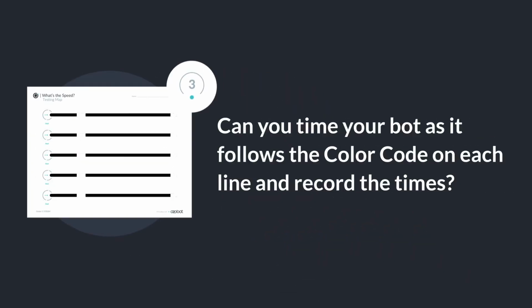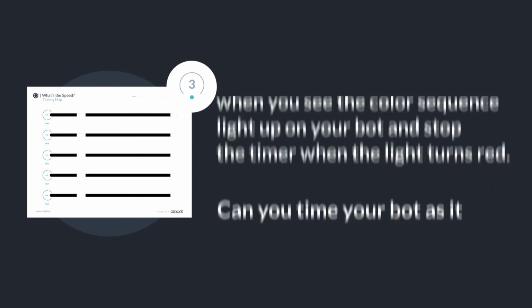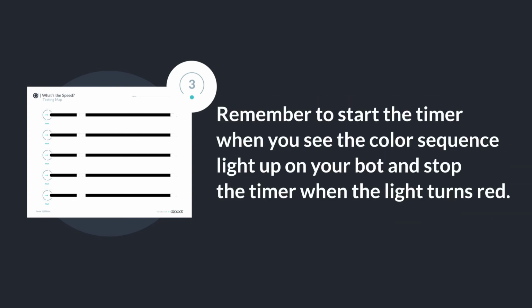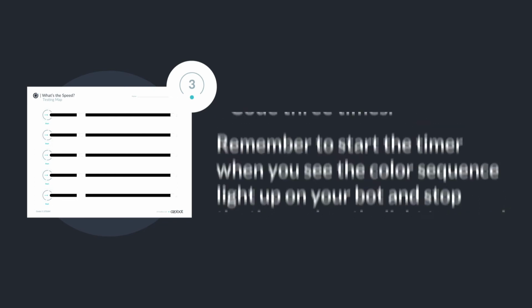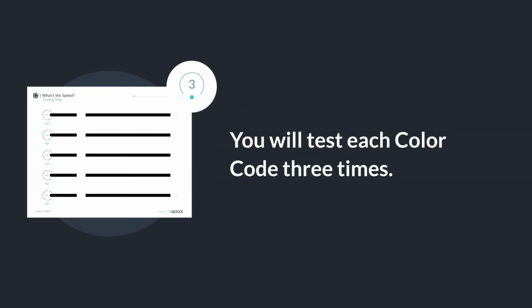Can you time your bot as it follows the color codes on each line and record the times? Remember to start the timer when you see the color sequence light up on your bot and stop the timer when the light turns red. You will test each color code 3 times.